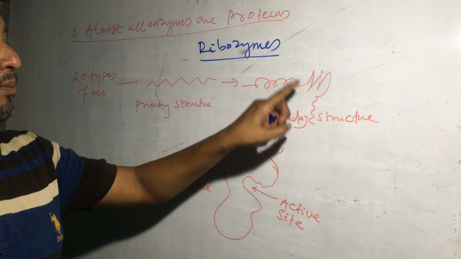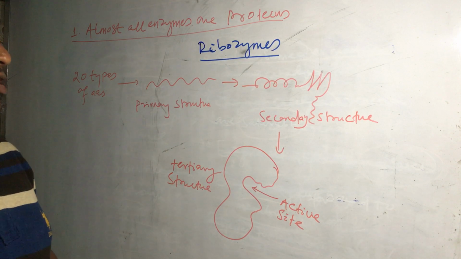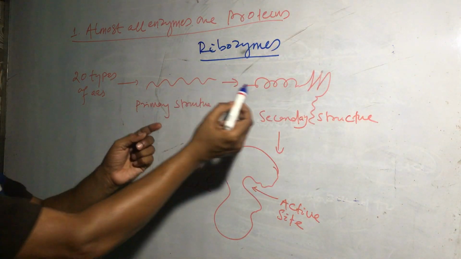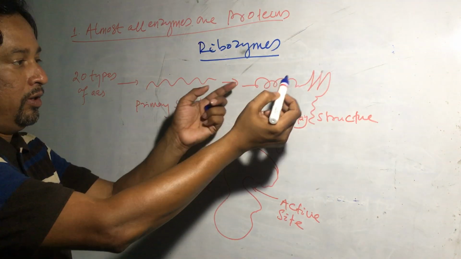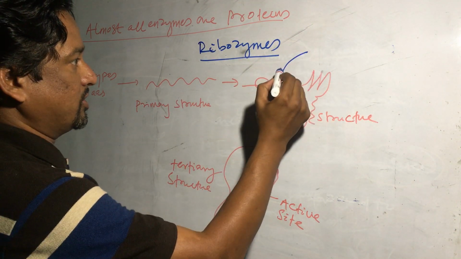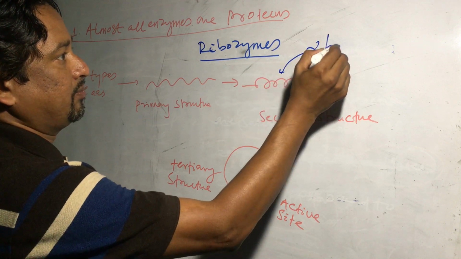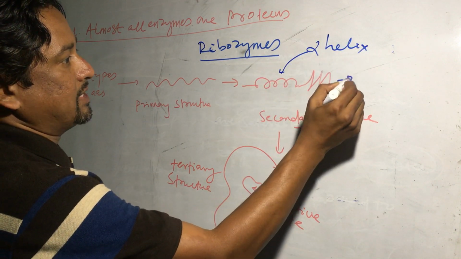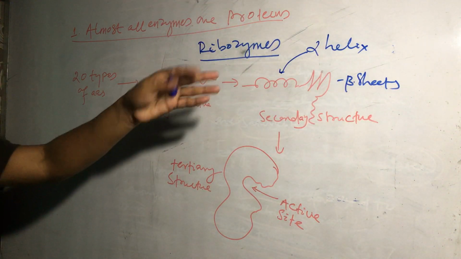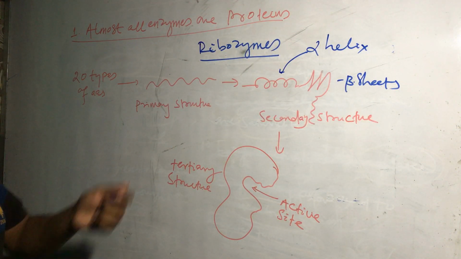They form the secondary structure gradually. The secondary structure of protein is formed by local folding of the protein chain. The secondary structures are like alpha helix and beta sheets. There are other secondary structures, but I am not going into that.